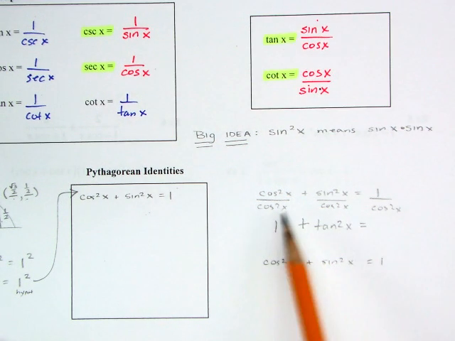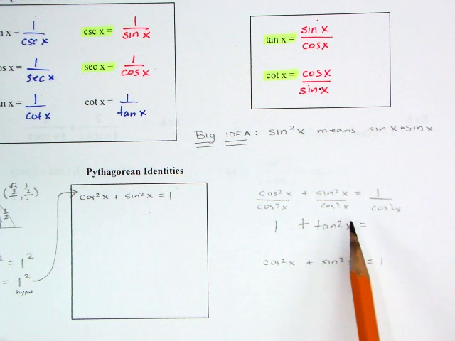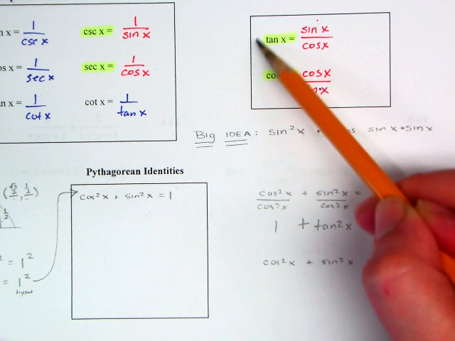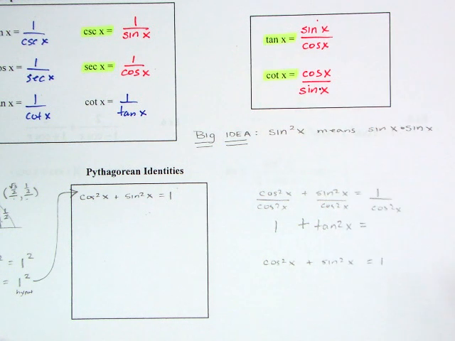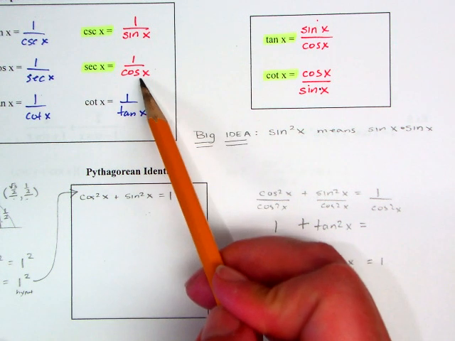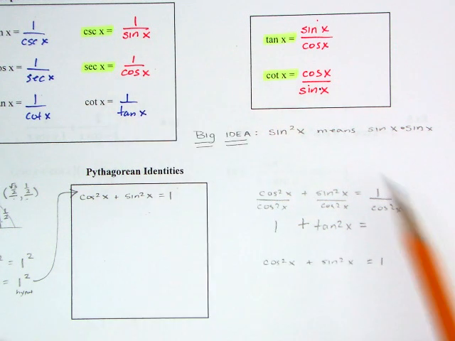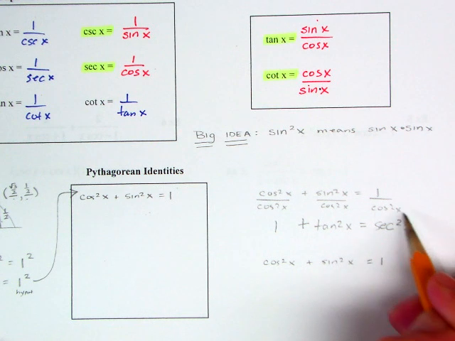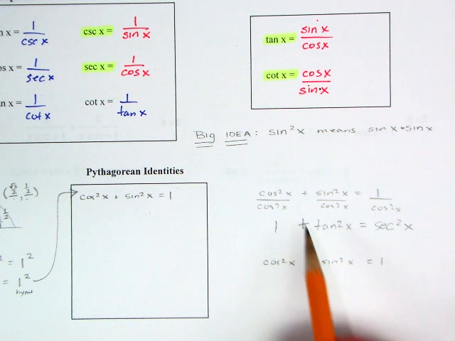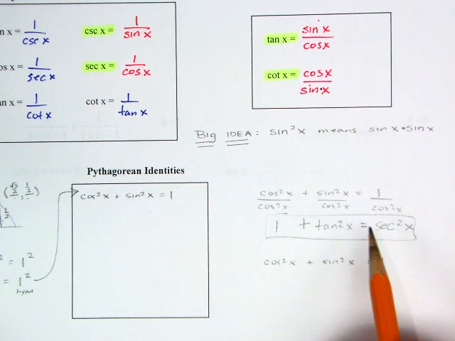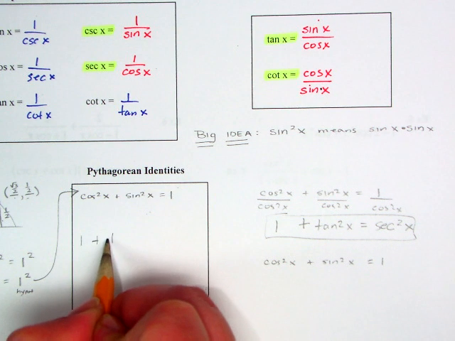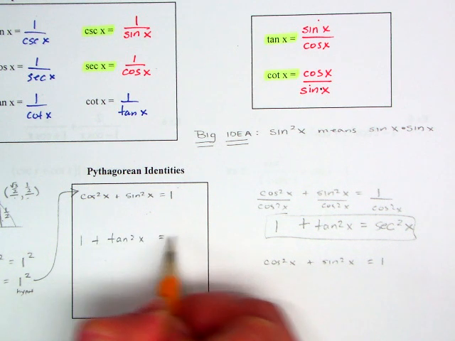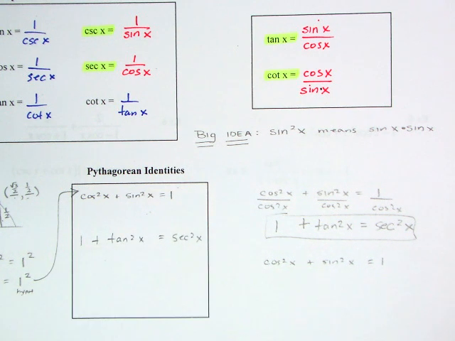Let me go back for a second just to show you. Cosine squared, 1. Sine squared over cosine squared relates back up here to tangent. And 1 over cosine squared was right here with secant. Don't forget to make it squared because cosine was originally squared. This is my second Pythagorean identity: 1 plus tangent squared x is equal to secant squared x.